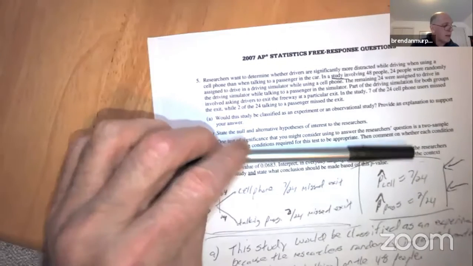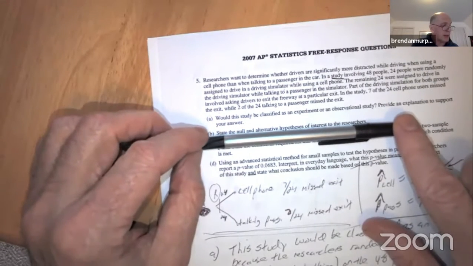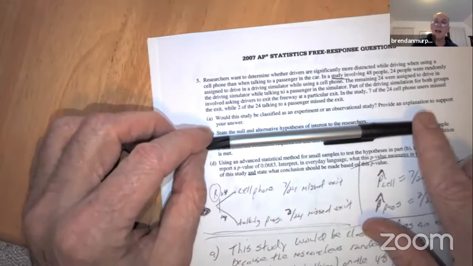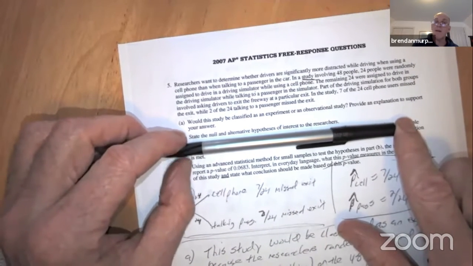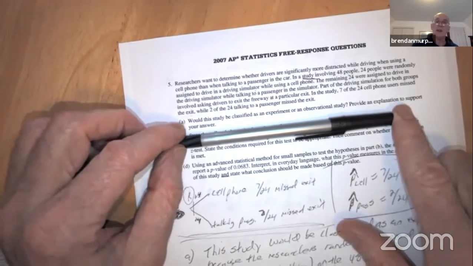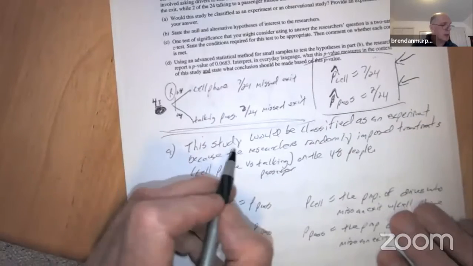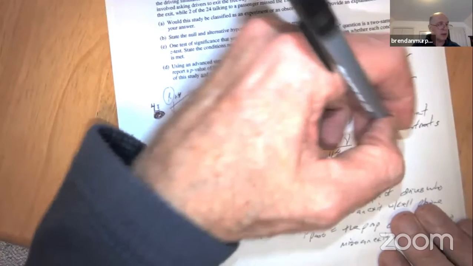So part A said, would this study be classified as an experiment or an observational study? Provide an explanation to support your answer. So I felt it was an experiment. And so I said this study would be classified as an experiment because the researchers randomly imposed treatments. So there's kind of 2 good things, right? There's random and treatments, right? So that's sort of 2 of the components of an experiment. So I felt pretty good about that.